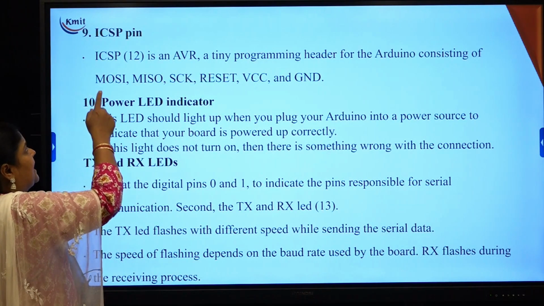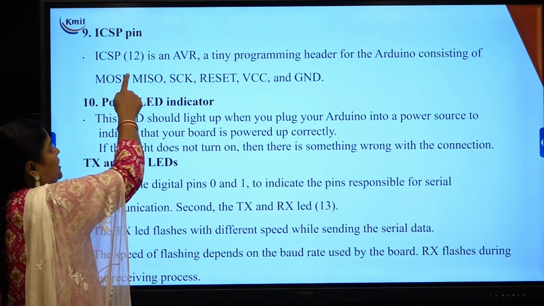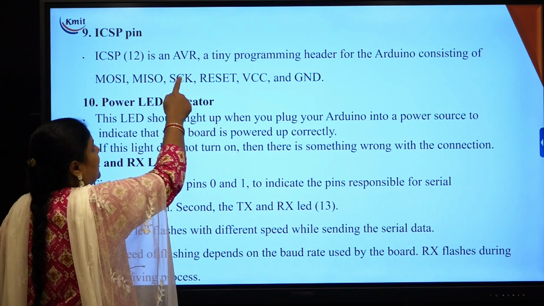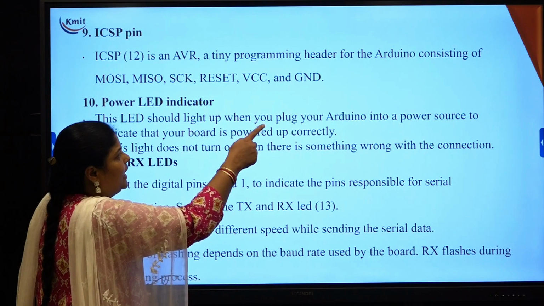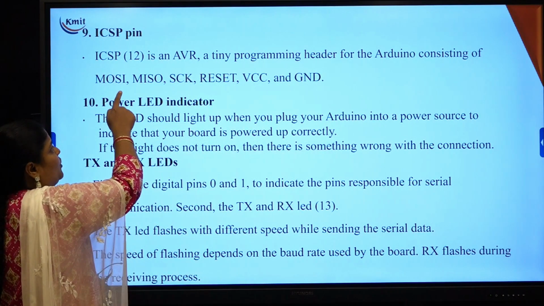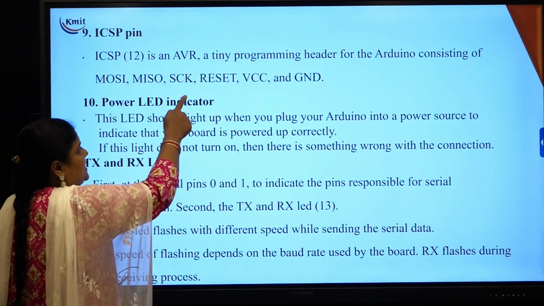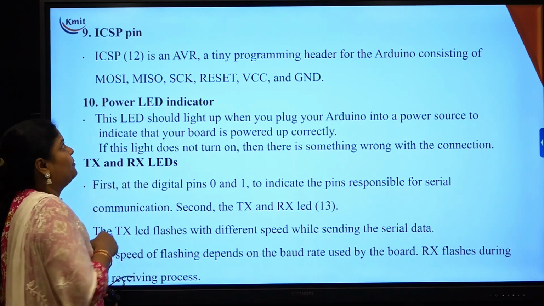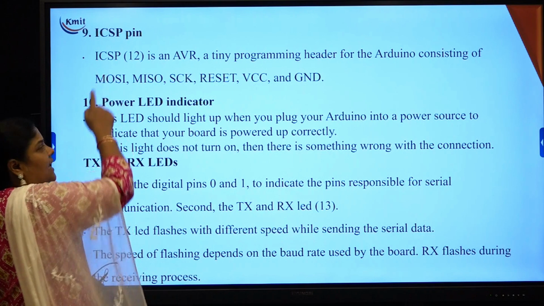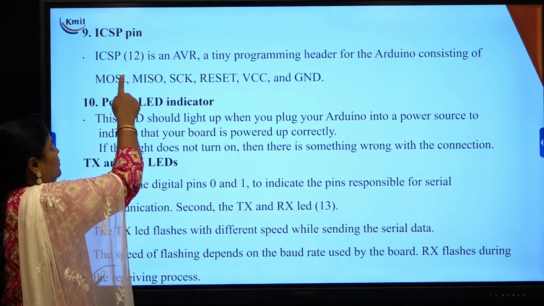Next is the ICSP pin, which represents the 12th pin on the board. It is an AVR or a tiny programming header for the Arduino consisting of MOSI, MISO, SCK, reset, VCC and ground. These are different pins which you can use with the ICSP pin, that is the 12th pin.